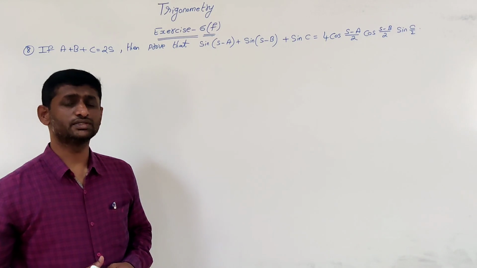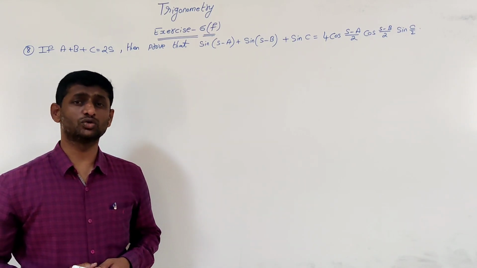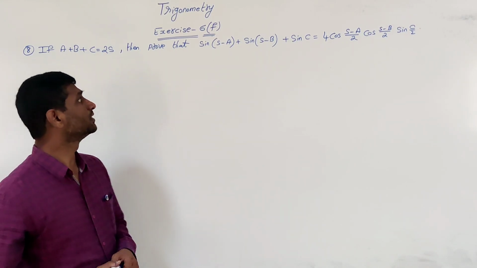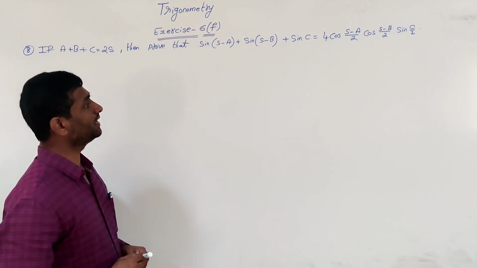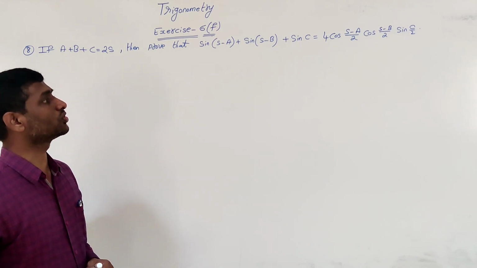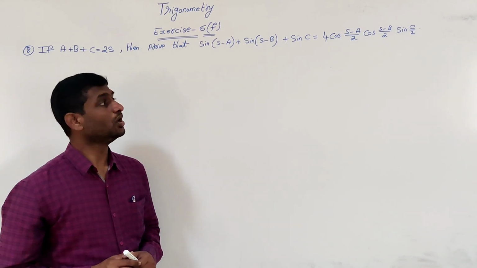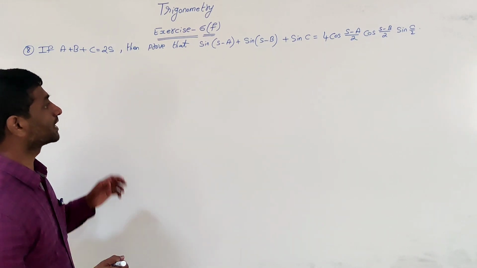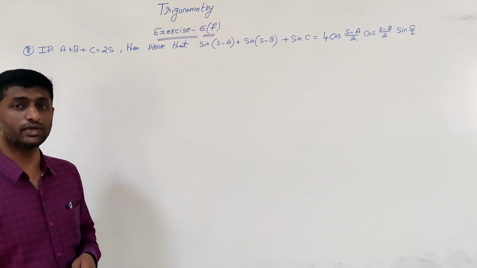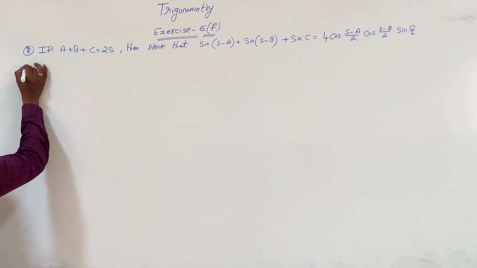So the next question is, if a plus b plus c is equal to 2s, then prove that sin of (s minus a) plus sin of (s minus b) plus sin c is equal to 4 cos of (s minus a)/2 cos of (s minus b)/2 and sin c/2. So the condition is a plus b plus c is equal to 2s. So proof.